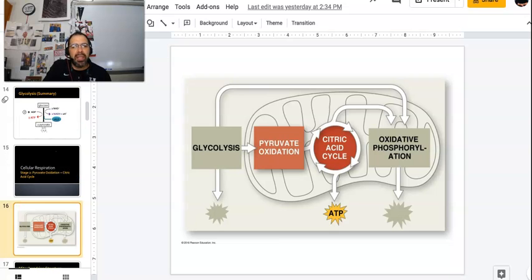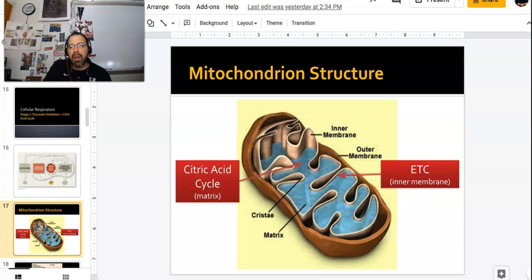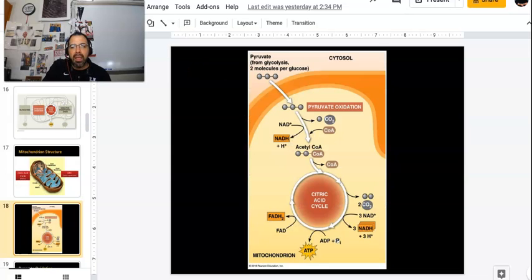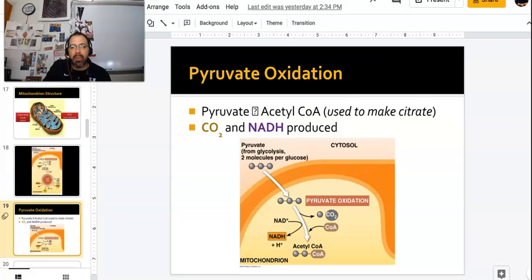So now we're entering into the mitochondria. There's our mitochondrial structure. So we have the citric acid cycle in the matrix, and then the electron transport chain going across that inner membrane. So here's just a quick overview. There's your pyruvate from glycolysis entering. It's going to cross that membrane, and then we are entering into the actual mitochondria.